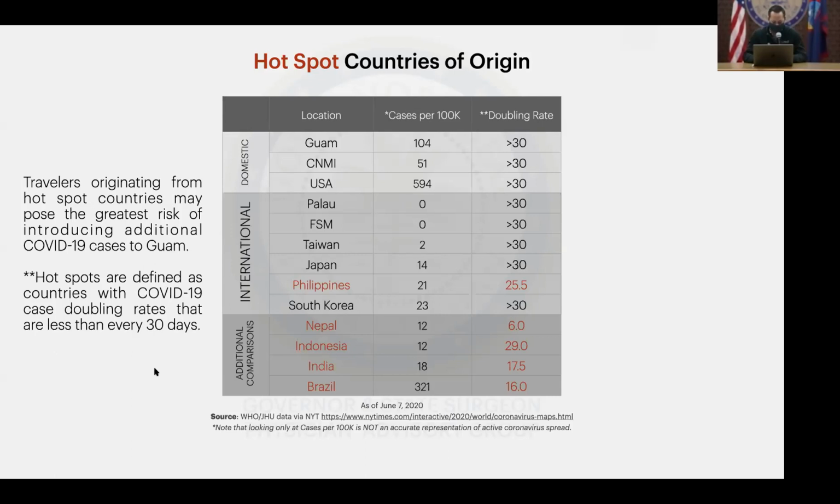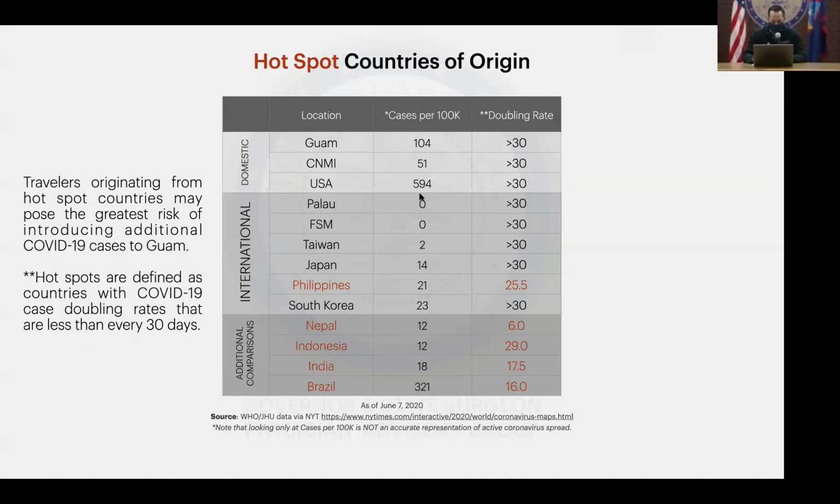There are a number of different ways you can look at it and think about how many COVID-19 cases there are and how infectious people may be, if based on active cases. Typically, what people look at is the case count, or the cases per 100,000 persons in that country. If you look at that by itself, it doesn't really give you the full story because, for example, on Guam, we have 104 cases per 100,000. The rest of the country is 594 cases per 100,000.